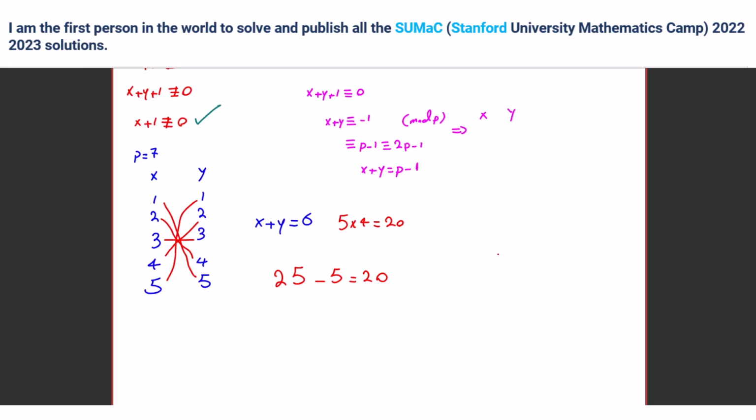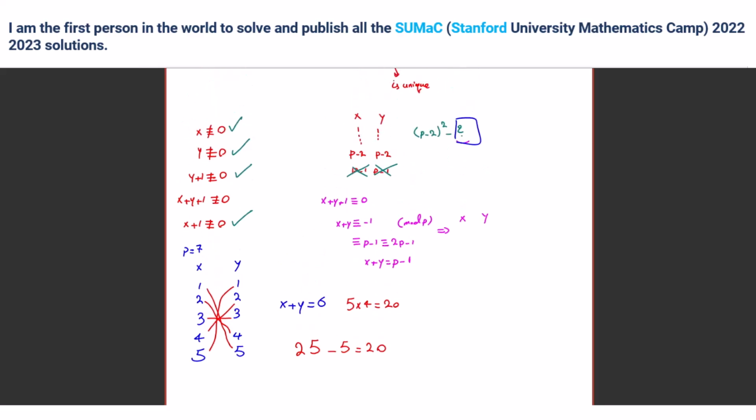Okay? Okay, sir. So exactly like this, tell me the question mark for this is what? For P, so we solved it for P equals 7. Now find the question mark for general P.